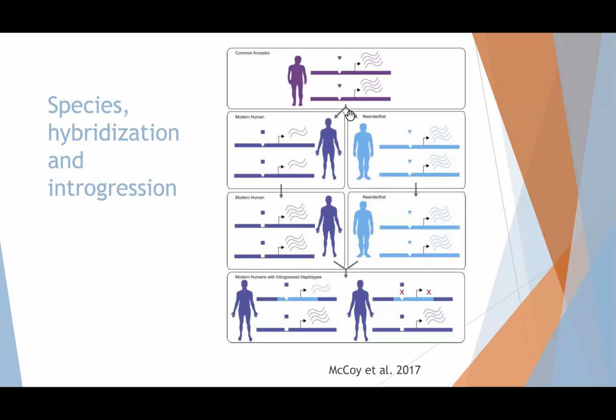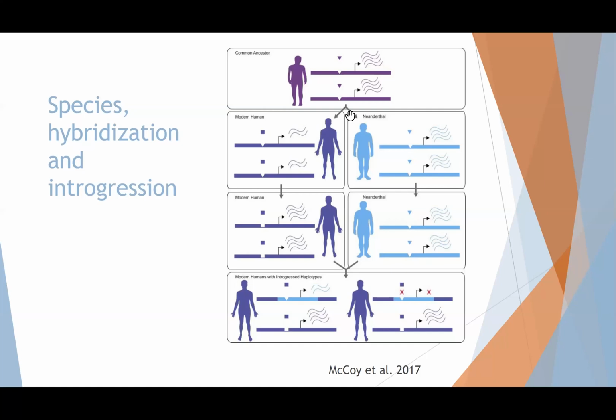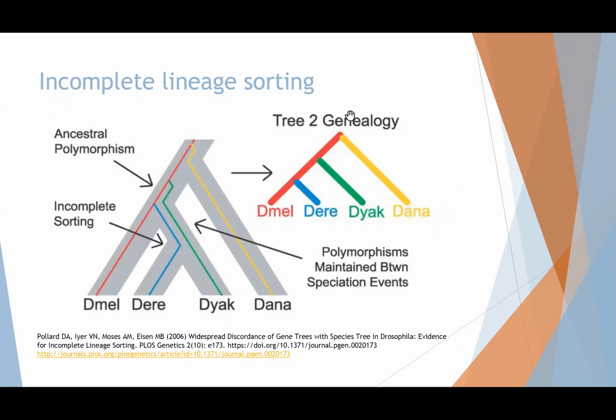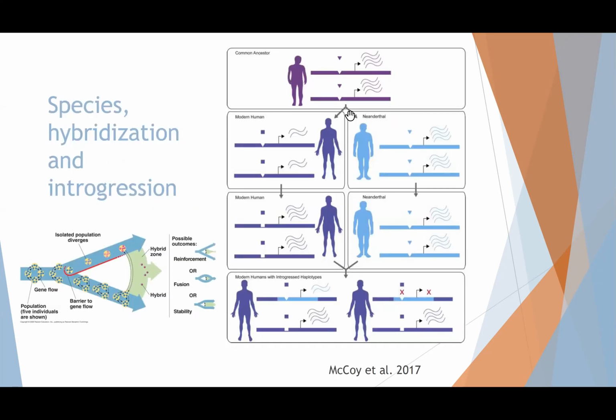I invite you to keep in mind that these two processes can retrieve the same pattern, gene tree incongruence. So an important question is how can we differentiate between incomplete lineage sorting and introgression. An important difference is that introgression is a process that is actually happening in geographic space.